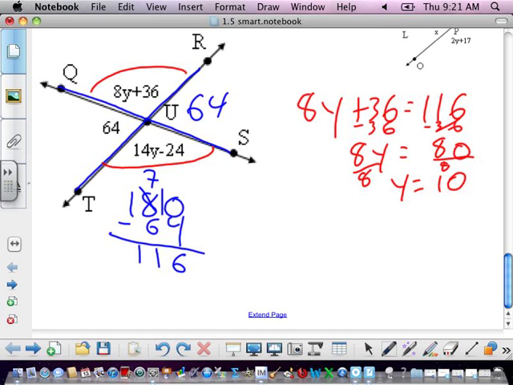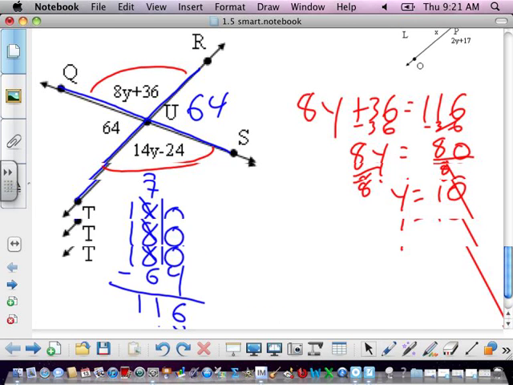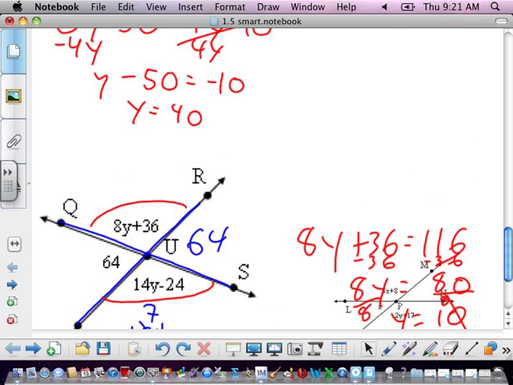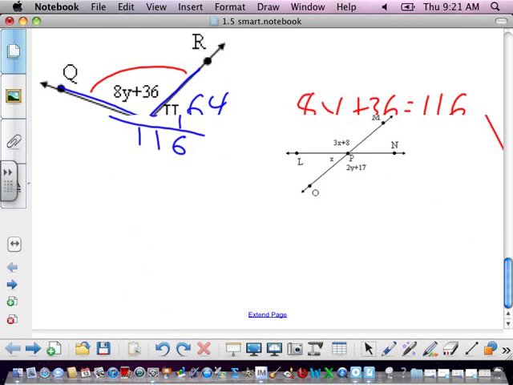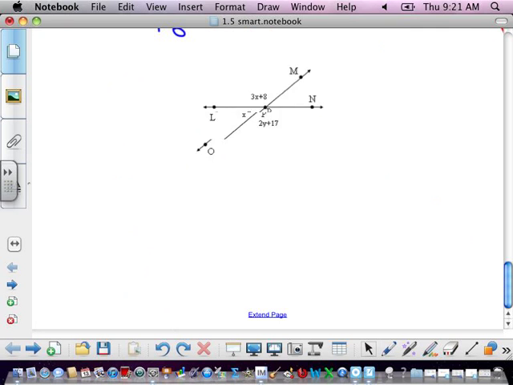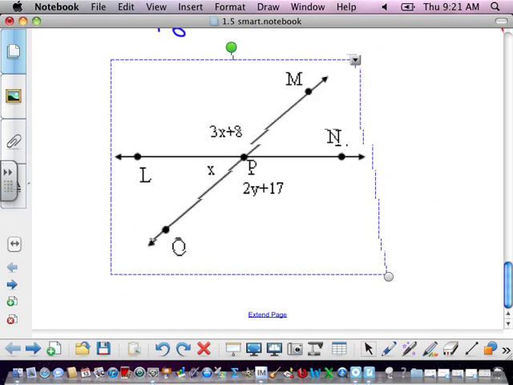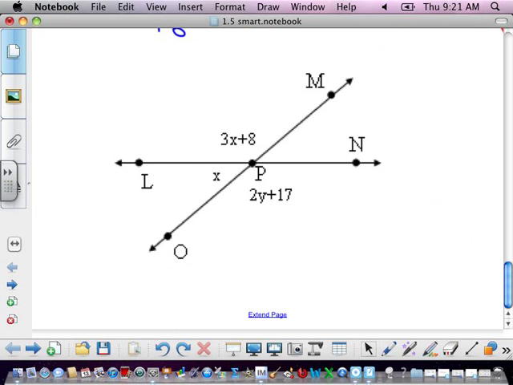Ready for the last one? Yep. Okay. We feeling pretty good about this? Yep. Okay, why don't we try this last one on your own then, and then we'll go over the answer. If you can do nothing else, can you tell me which ones are linear pairs and which ones are vertical angles?